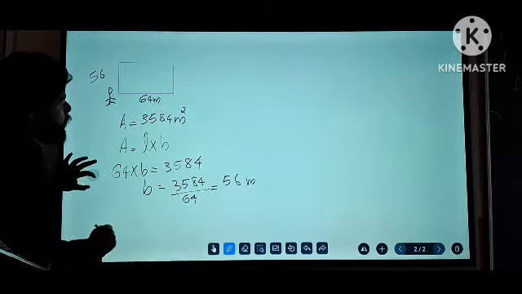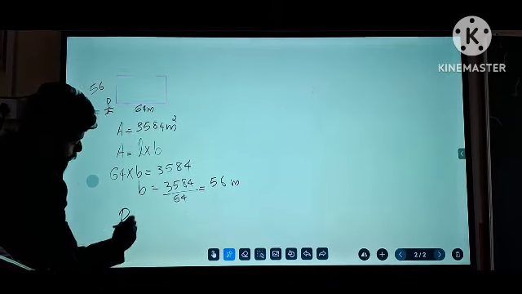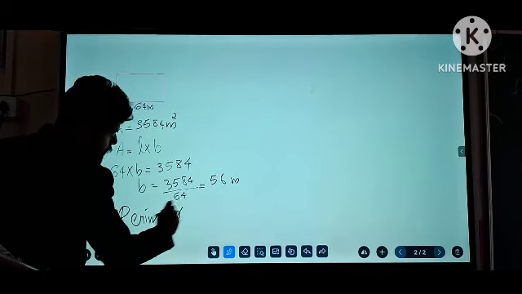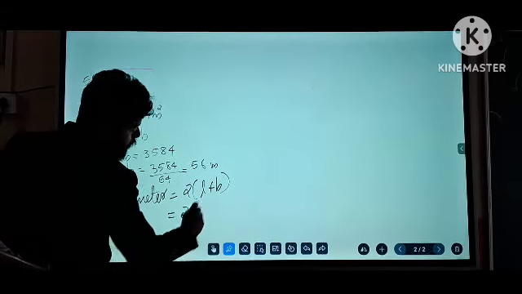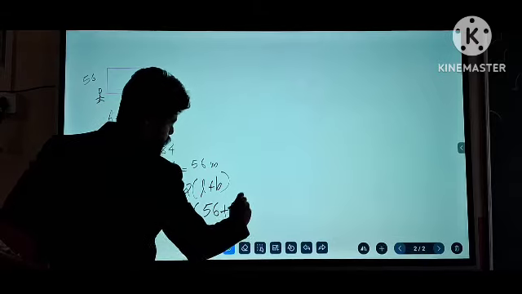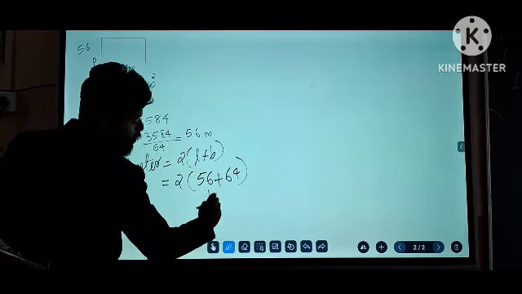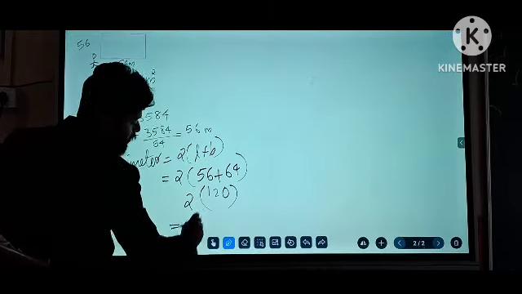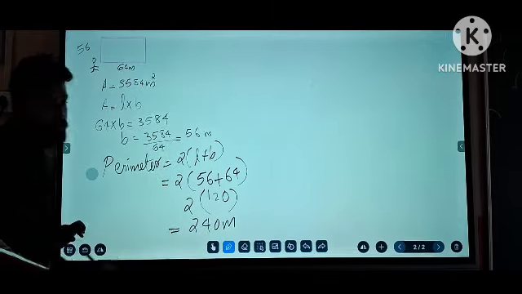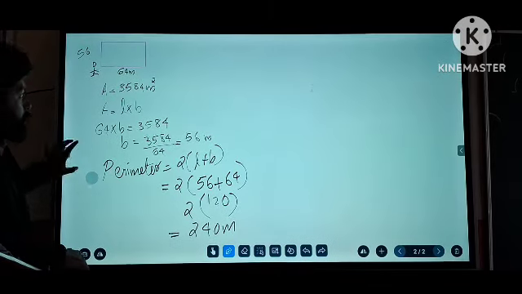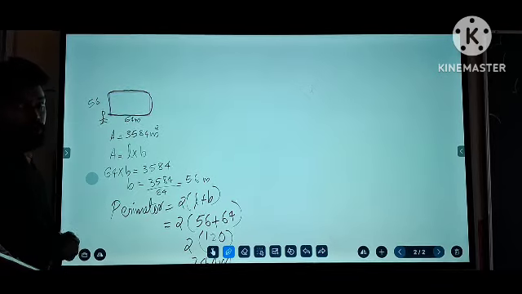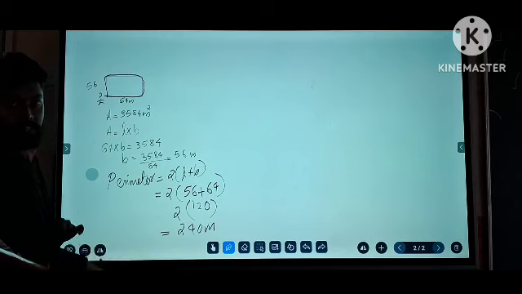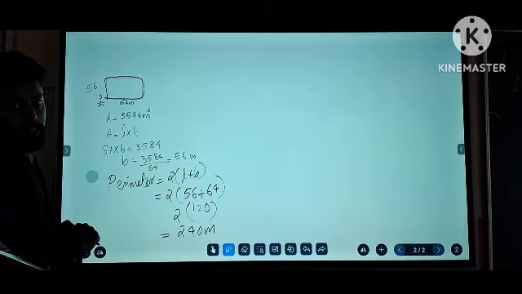So we want to calculate the perimeter first. Perimeter of the field is equal to 2 into (L plus B), right? That means 2 into (56 plus 64). What is 56 plus 64? Yes, 120. 2 into 120 is equal to 240 meter. What is the unit of perimeter? Meter. So when the boy is covering the entire length for the first time, he has to cover 240 meter.